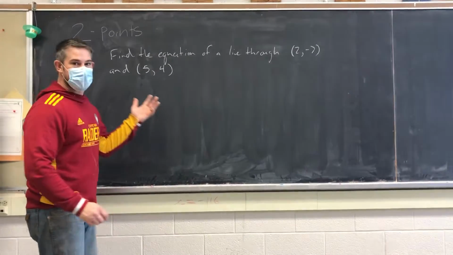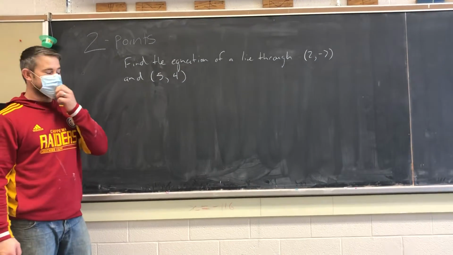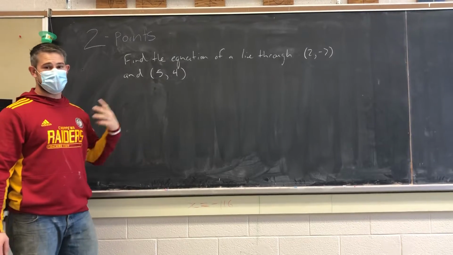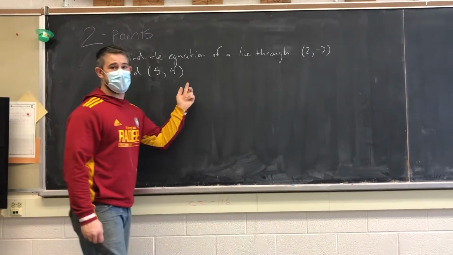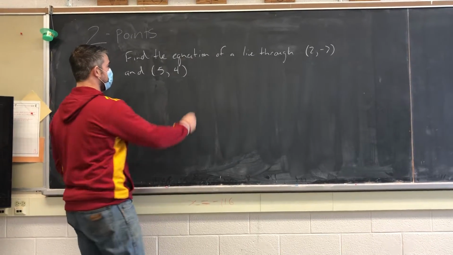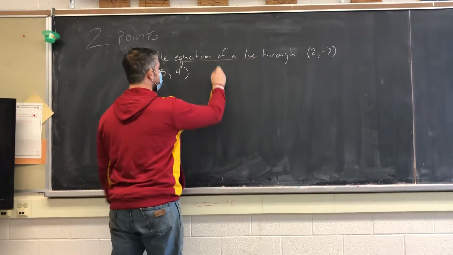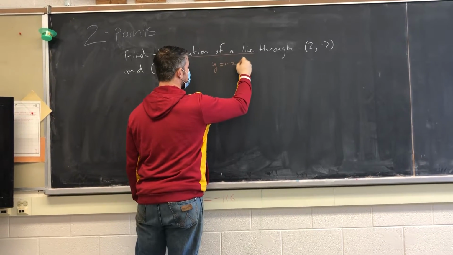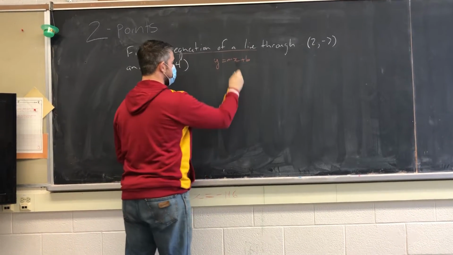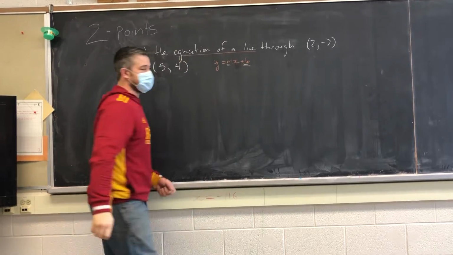All right, and the next type of example we're going to cover is a 2-point example. So 2 points are when you have to find the equation of a line given 2 points. So these are 2 different points on the plane, and we need to find the equation of a line. Now, whenever I think equation of a line, I instantly think y equals mx plus b. And I just need to go and get my parameters of m and b.